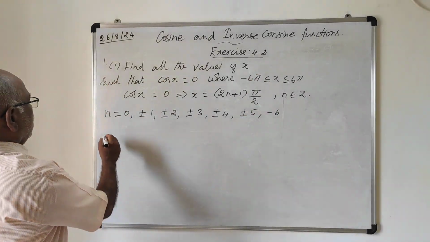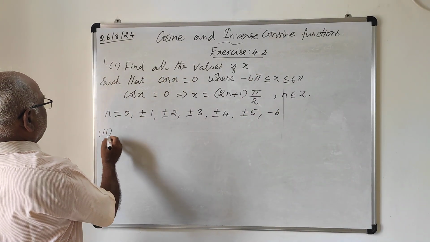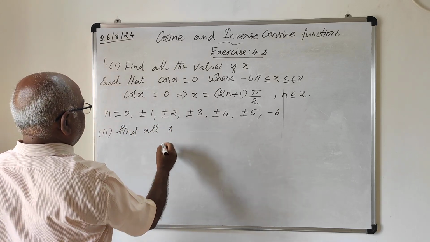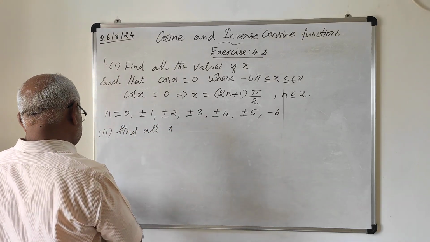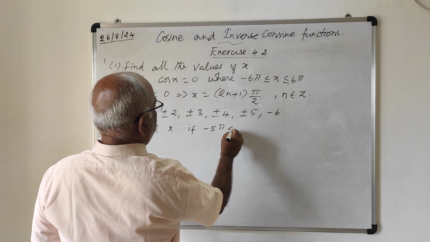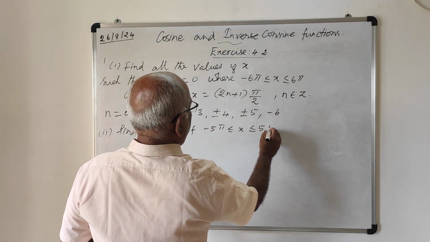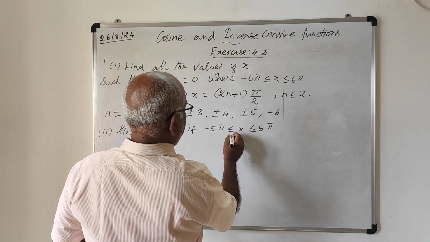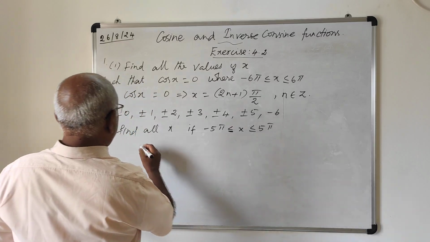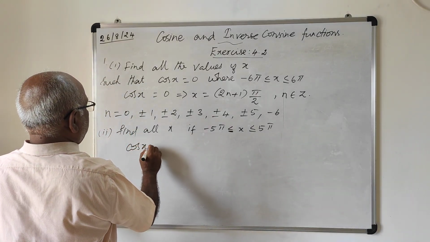The second problem is: find all the values of x, if minus 5 pi is less than or equal to x less than or equal to 5 pi, and the equation is cos x equal to 1.